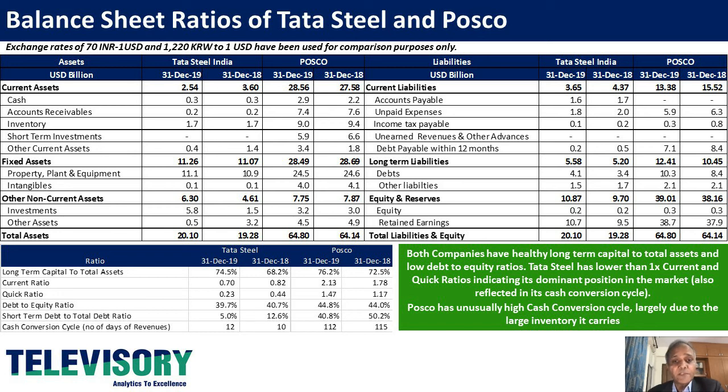A very interesting and notable difference here is the cash conversion cycle. Tata Steel has a very short cash conversion cycle. Its current ratio reflects that versus POSCO, which has almost 4 months of cash conversion cycle. Debt to equity ratios are nearly similar, but Tata Steel has a much smaller portion of short-term debt to total debt.